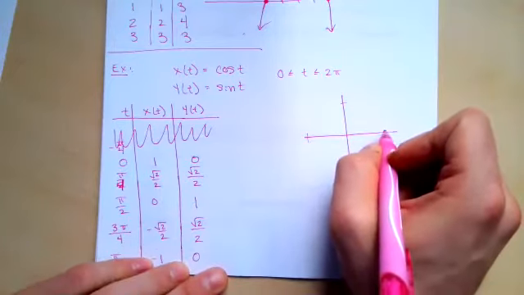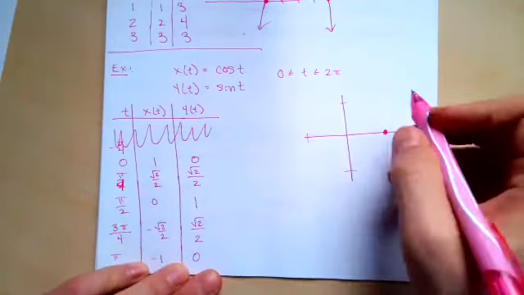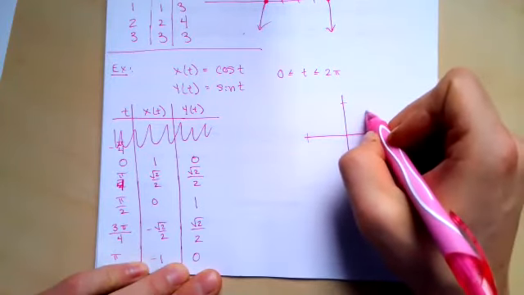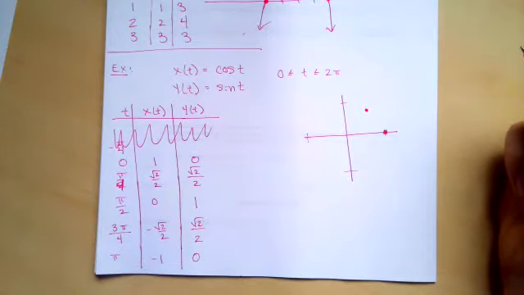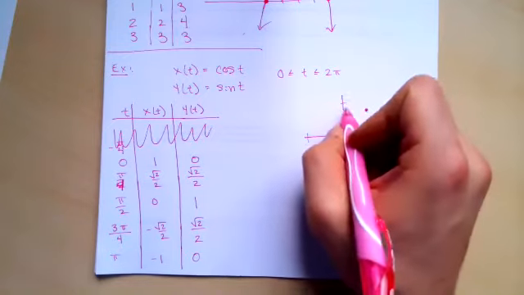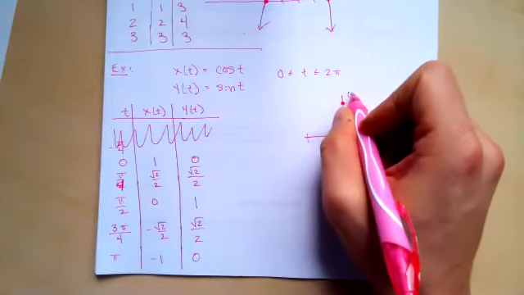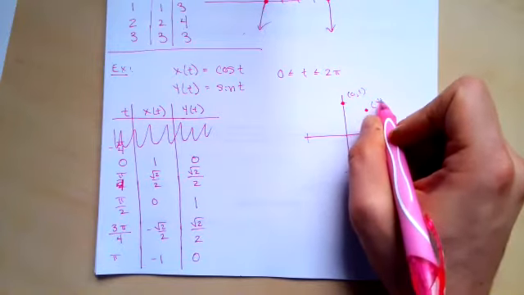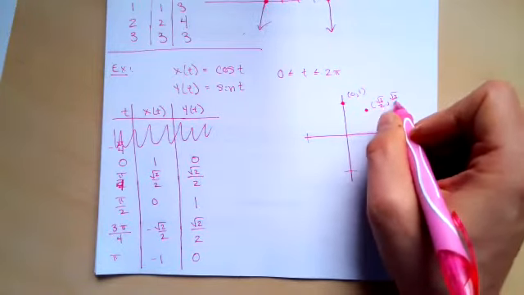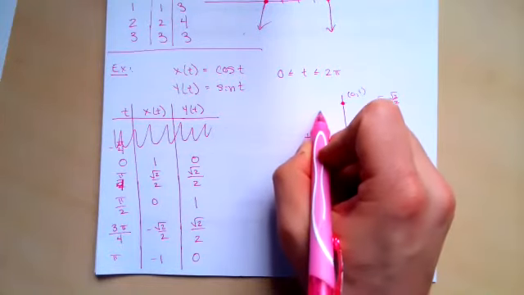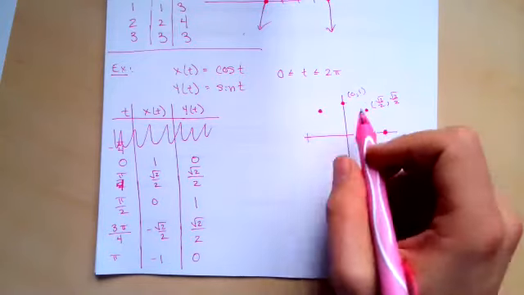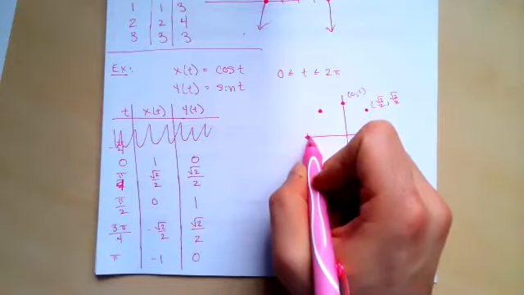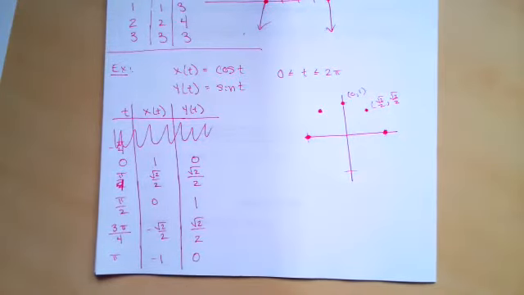And if we plot our points, we've got 1, 0, we've got 1 over root 2, 1 over root 2. That one's going to be a little hard to draw. It's going to be about right there. Then we've got 0, 1. I've got negative root 2 over 2 and positive root 2 over 2 in the y direction. And then -1, 0. What's this look like? Can you guys guess?